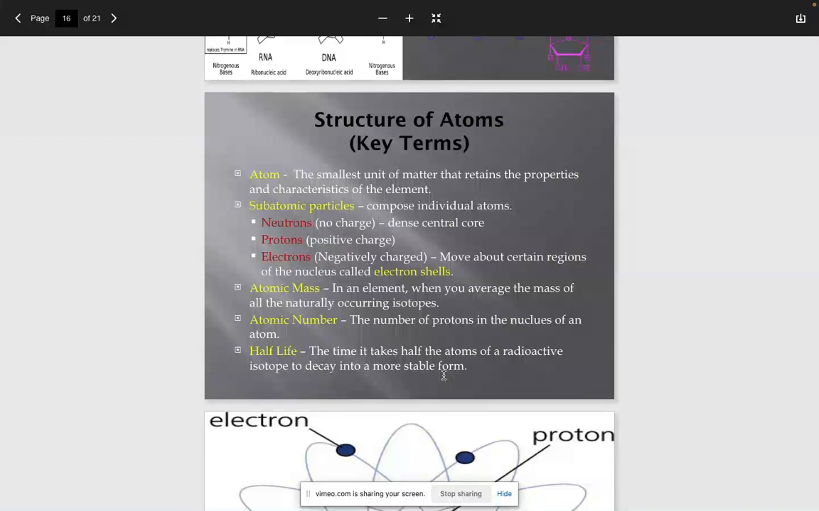Protons should always stay the same within an element, right? It's the neutrons that differ. That is what makes up isotopes, right? So the atomic number is the number of protons in the nucleus of an atom, whereas the atomic mass is the average of the mass of all the naturally occurring isotopes. Another term for the atomic mass is the number of protons plus the number of neutrons. And the half-life is just the time it takes for half of the atoms of a radioactive isotope to decay in order to form a more stable form.